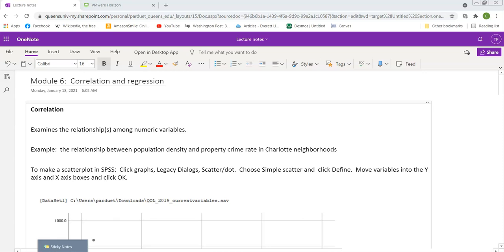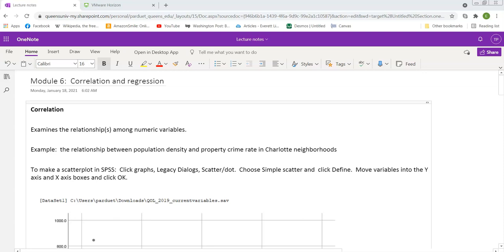Correlation examines the relationship between pairs of numeric variables. For example, the one we're going to look at in our example today is the relationship between population density and property crime rate in Charlotte neighborhoods. So using that quality of life data set that we've been working with.